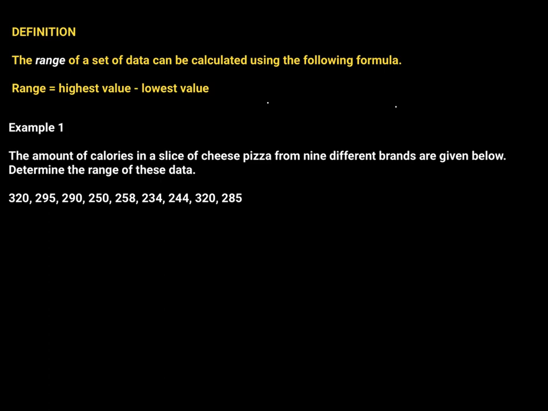The amount of calories in a slice of cheese pizza from 9 different brands are given. Determine the range of this set of data, or these data, because data could be plural, right? According to our formula here, we take the highest value and we subtract from it the lowest value. Now, the highest value is 320 and the lowest value is 234, which gives you a difference of 86. So it's that simple, folks. The range is 86.